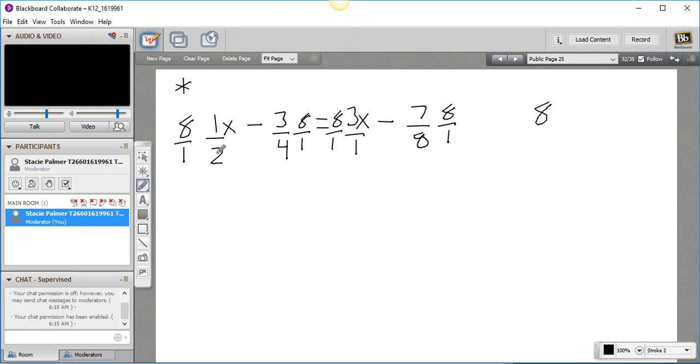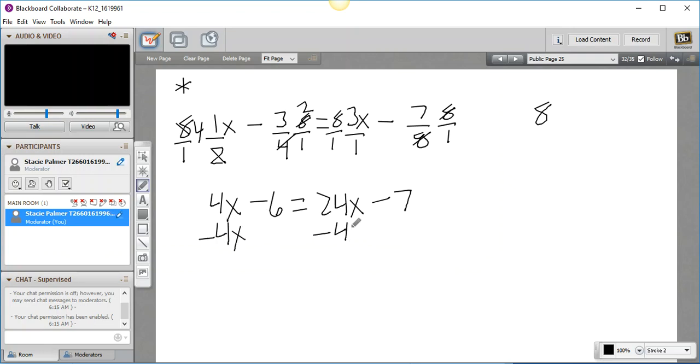8/1 times 1/2. 2 goes into 8 4 times. 4 times 1x is 4x. For this next one, 4 goes into 8 twice. 2 times negative 3 is negative 6. For the next one, we have 24x. For the next one, 8 goes into 8 once. 1 times negative 7 is negative 7. Okay, once all of our fractions have been eliminated, now we can just continue solving this equation.